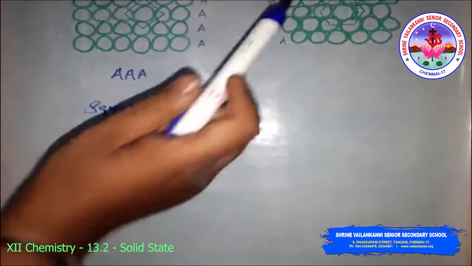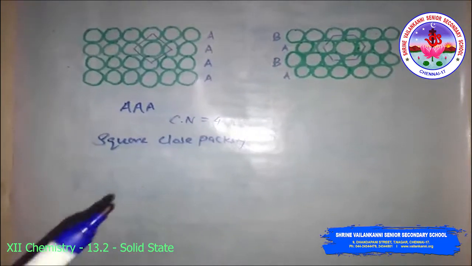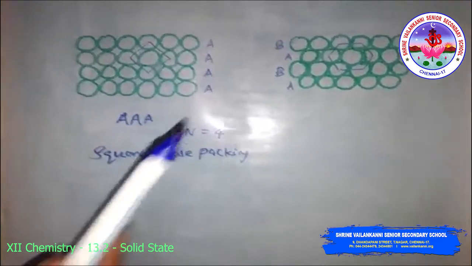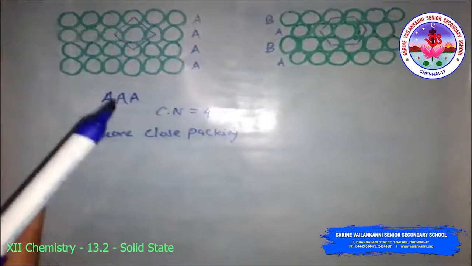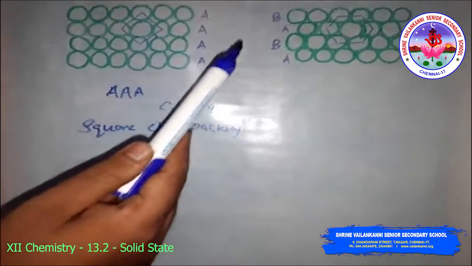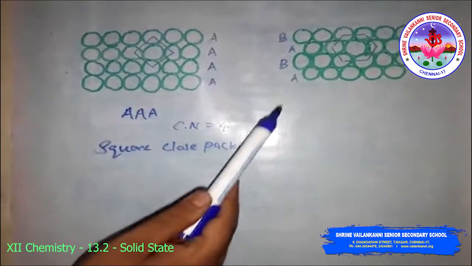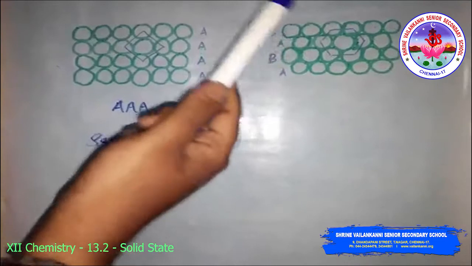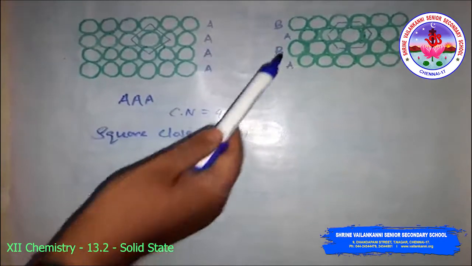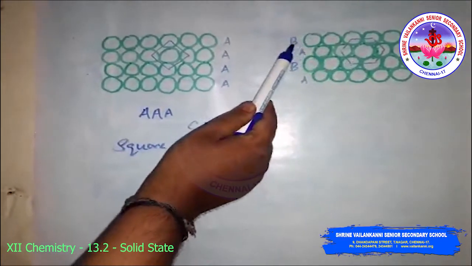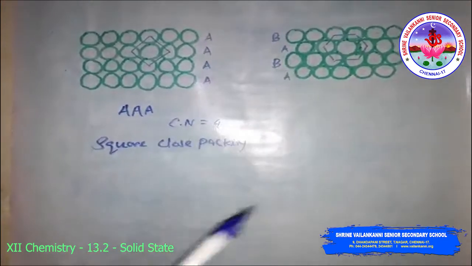Then look at this, the second row. Here the second row may be placed above the first one in a staggered manner, such that the spheres fit in the depressions of the first row. Look at the first row and the second row. The arrangement of spheres in the first row is called A, and the arrangement of the second row is different, so that's B. So here it is A B like this.